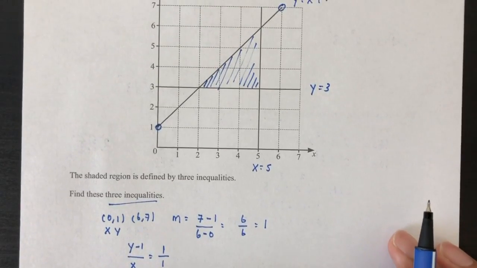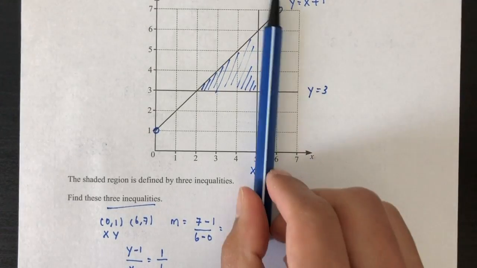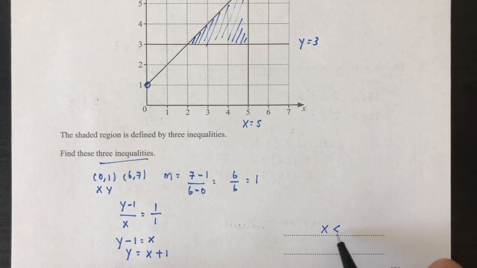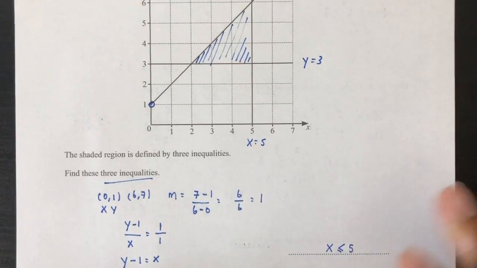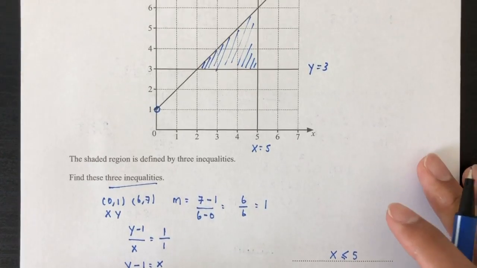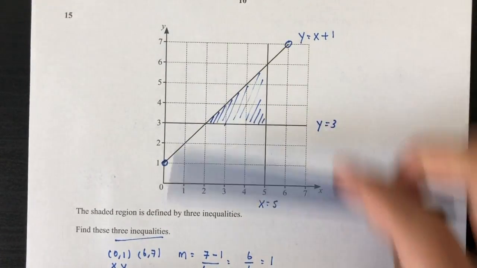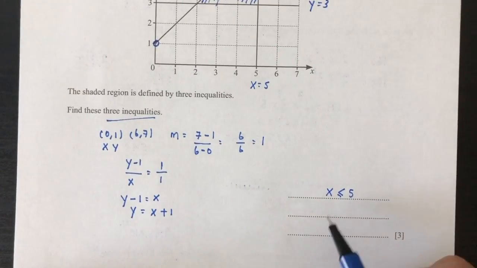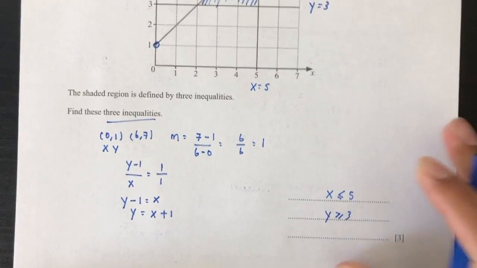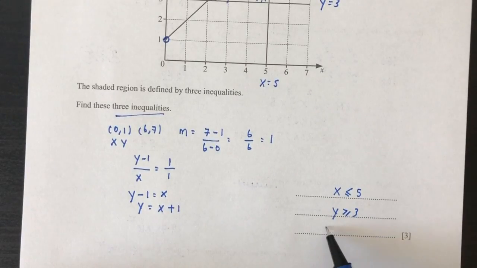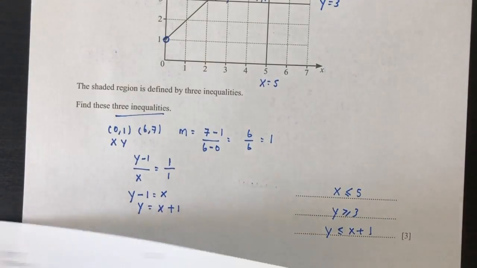So define the region. So the first one, it has to be less than this one, so less than 5. So x will be less than or equal to 5. It doesn't say inside or outside. We can just write either or, I think, in that case. And then this one needs to be above this line. That will be y more than 3. And the last one, it needs to be below this line. So it will be y less than x plus 1. Okay, that is question 15.